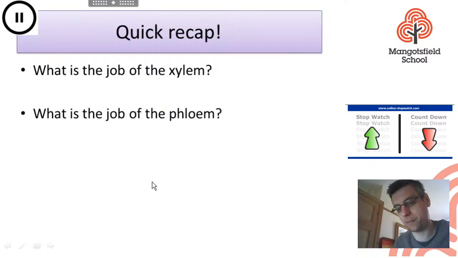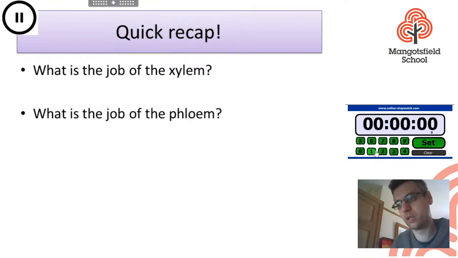Right, so continuous transport stream is the way that water gets pulled up the plant from the bottom to the top, and part of it is because water molecules are slightly attracted to each other, so they help to pull each other up the plant. Right, but what is the general job of the xylem? And what is the general job of the phloem?